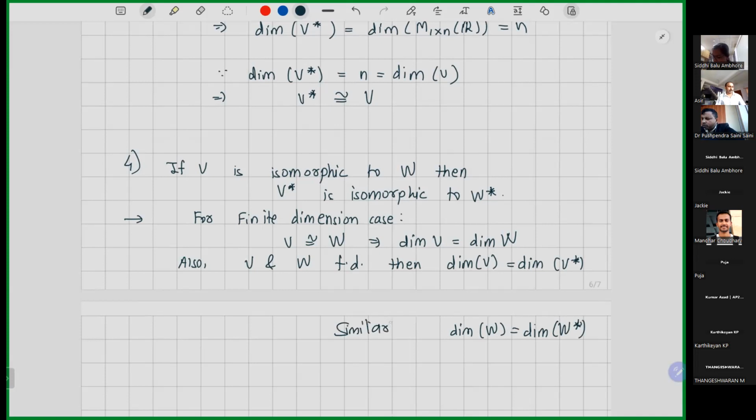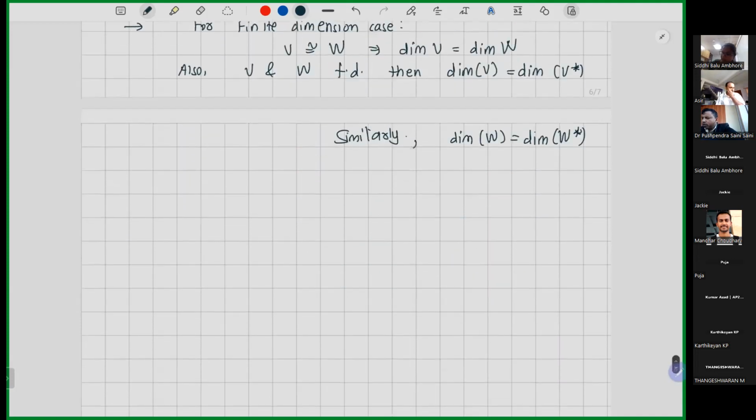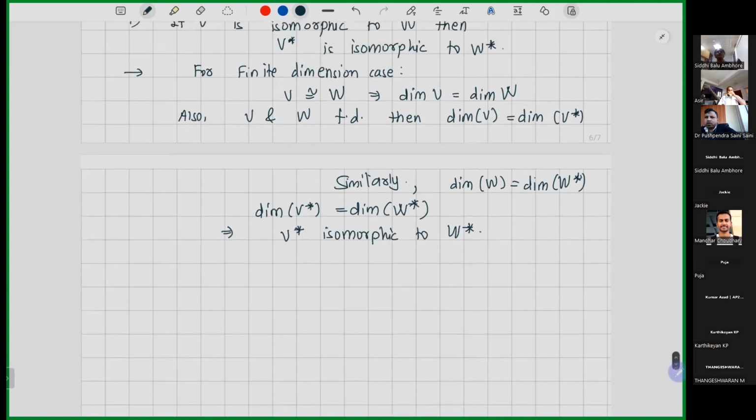Okay, and using all these three, we can easily get dimension of V star is equal to dimension of W star, just following all the inequalities. And this will imply that V star is isomorphic to W star. But this is easy when we have that V and W are finite dimensional. But if V and W are infinite dimensional, then we can't say this. We don't have this dimension argument in that case.